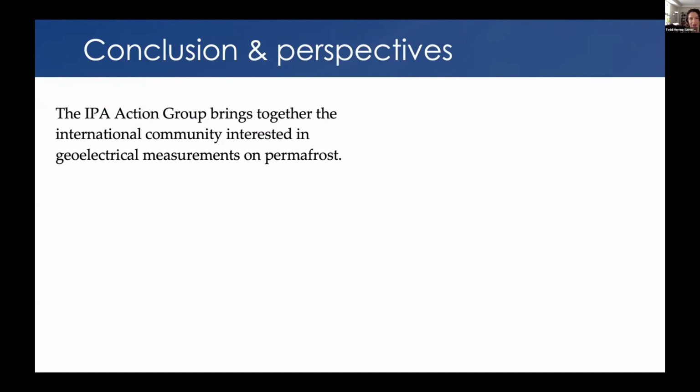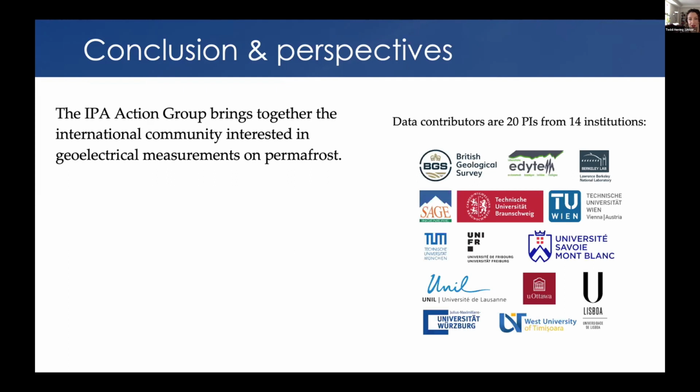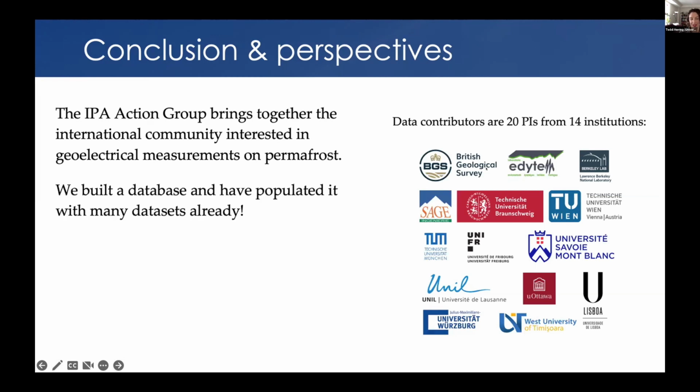So just some ending comments and perspectives. The IPA Action Group has brought together the international community that's interested in these geoelectrical measurements on permafrost. And so far we have 20 different data contributors from 14 institutions. So it's really, truly a large-scale international collaborative effort. We've built a database, we've populated it with many data sets already.